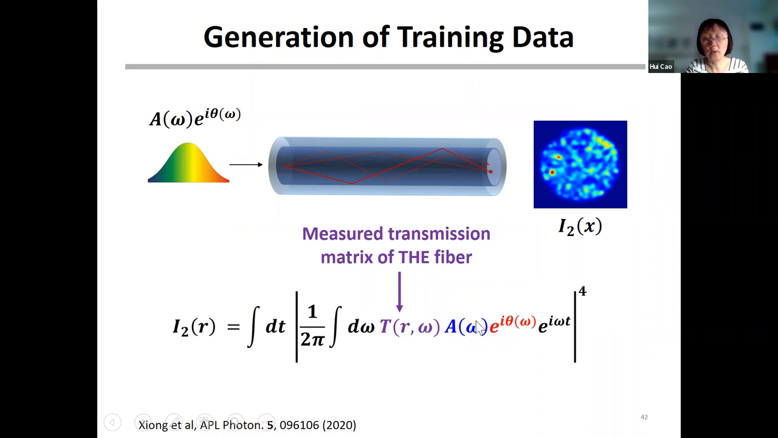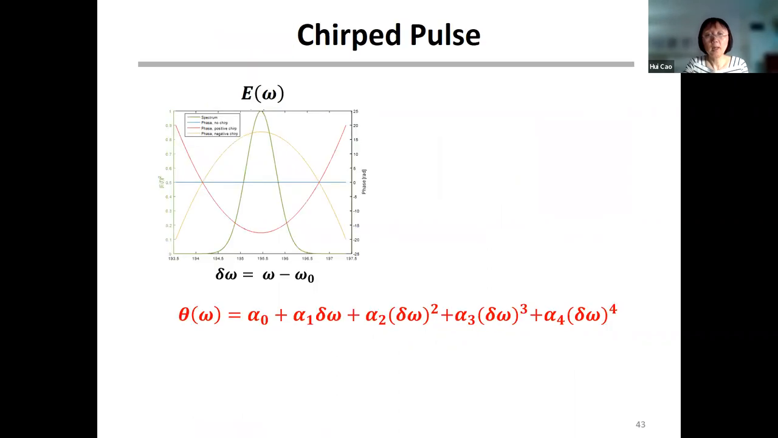Because then we know for this particular fiber, this is the transmission matrix. Then we numerically generate many different spectral amplitudes and phases. Then it is very easy to calculate the two photon spectral pattern, and we use this synthesized data to train the neural network. So this will be much faster and also efficient. Now, we also want to reduce the number of parameters that this neural network has to predict.